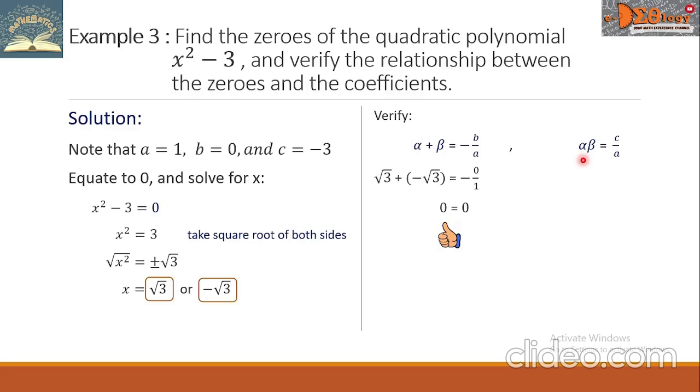Next, alpha times beta equals c over a. We substitute the values. Square root of 3 times the negative square root of 3 equals negative 3 over 1. We multiply the radicals on the left. We have negative square root of 9, and the right side is simply negative 3. We simplify the left side as negative 3. That is now equal to the right side, which is negative 3. Therefore, the second relationship is verified.